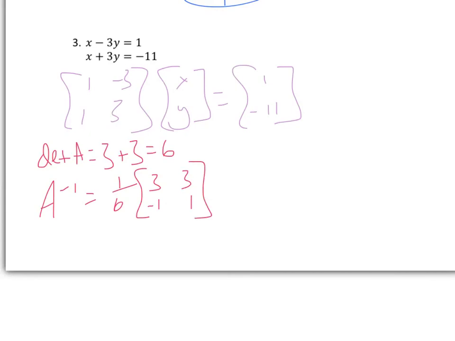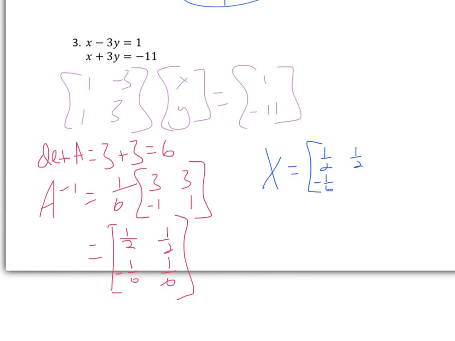Just do our distribution. We'll have 1/2, 1/2, -1/6, +1/6. Those are really bad fractions, but hopefully you understand it. So finish it off by doing the multiplication. In order to solve for X, it's going to be equal to our inverse of A, 1/2, 1/2, -1/6, +1/6, times 1, -11.